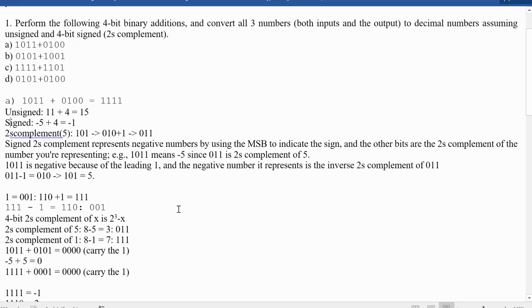Great. So today we did some binary additions and learned how to interpret the results as both unsigned and signed numbers using the 2's complement system.